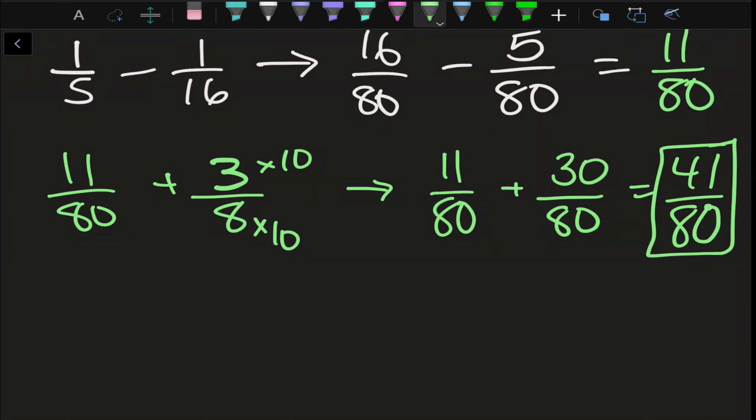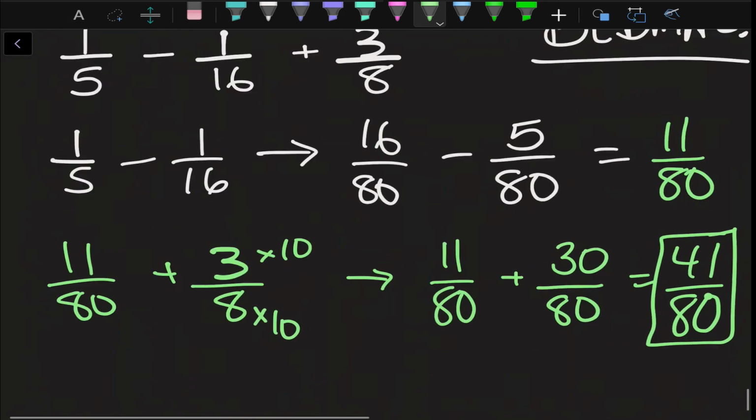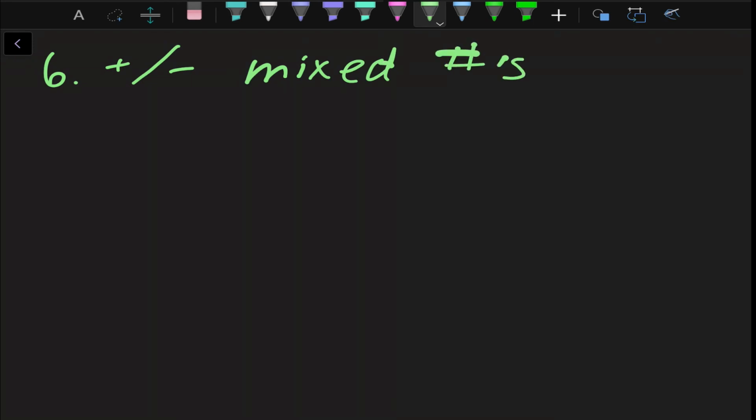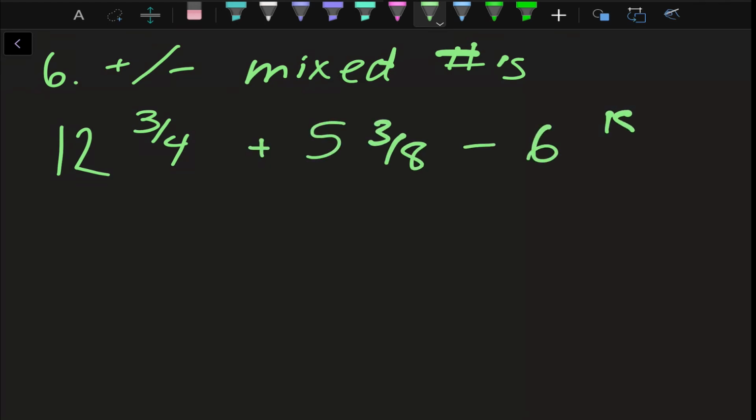80. There we go. That's question 5. Question 6 is adding and subtracting mixed numbers. Again, I threw them together to save us a little bit of time here. So we have 12 and 3/4 plus 5 and 3/8 minus 6 and 18 over 20. That's a big one. Again, BEDMAS, it doesn't matter where we start. I'm going to start with my addition.